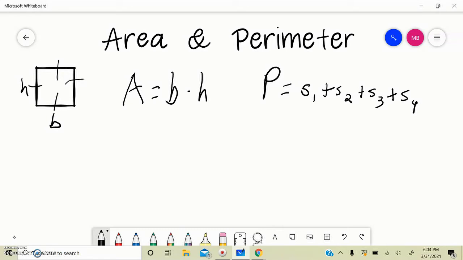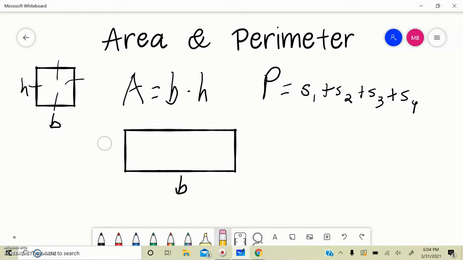And with area, I only need to know the length of two different sides. So this will come in handy when we're looking at a rectangle like this. This would be my base and my height. Even though that looks like another B, I'm just going to change that quickly to an H. So now that we have our two formulas, let's take a look at some example problems.